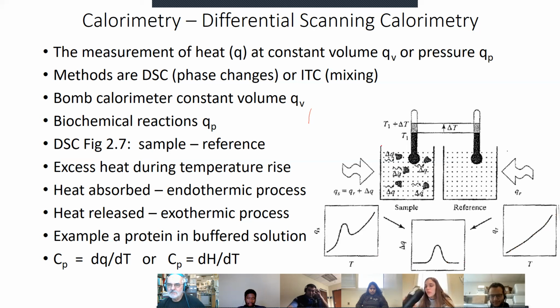And so this gives you a calorimetric heat. In this case, it's probably describing the melting of a protein, and the evolution from a native state down here to a denatured state at the top. That's on the next slide.